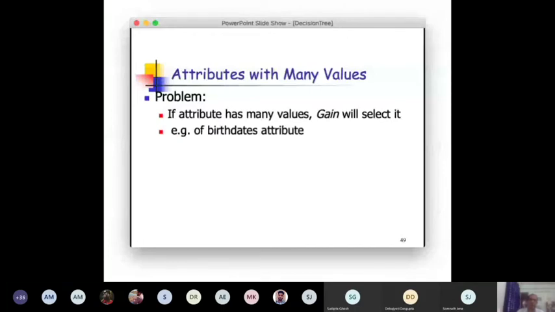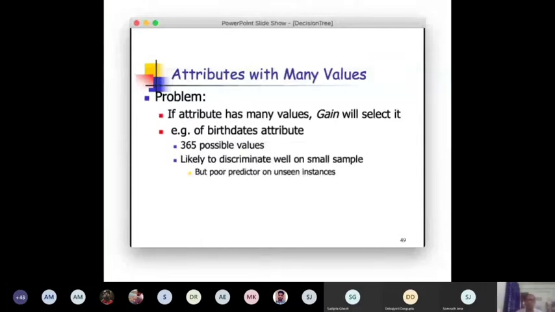For example, if you consider dates, you may have birth dates, so there are 365 or 366 possible values. In that case, this attribute will have a higher information gain, and it will be selected. But the problem is that this will cause heavy overfitting of the data, and it is in fact a very poor predictor for the case.